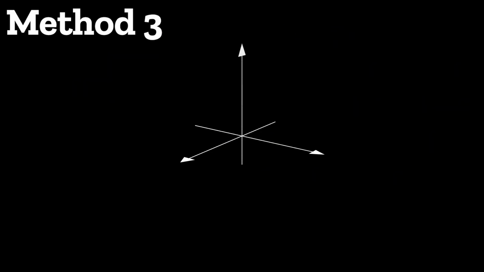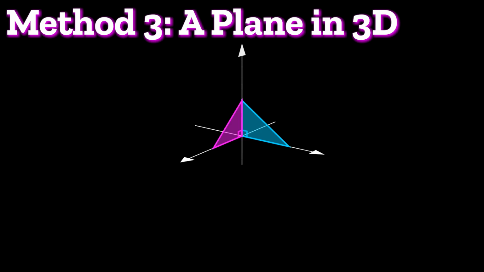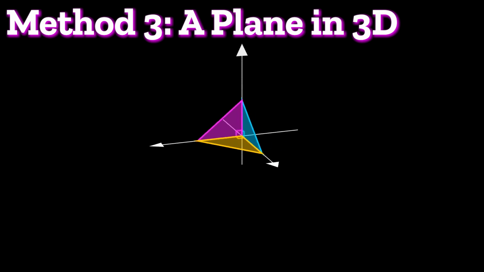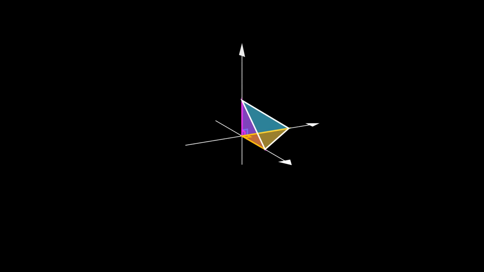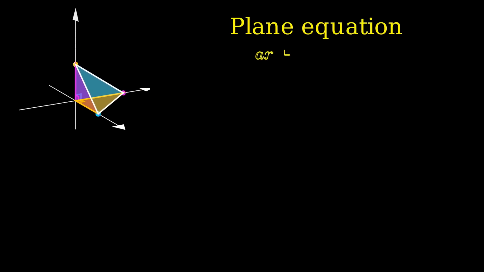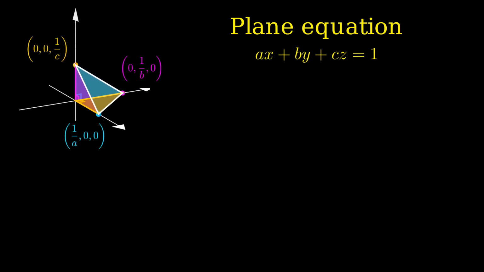Alright, so on to method 3, and what we're going to do here is reposition our triangles so that the right angles are on the origin of a 3-dimensional axis. Now, no matter exactly where the triangle D is, we can represent it using the equation of a plane in 3D space, ax plus by plus cz is equal to 1. The axis intercepts are at 1 on a, 1 on b, 1 on c, and the origin.